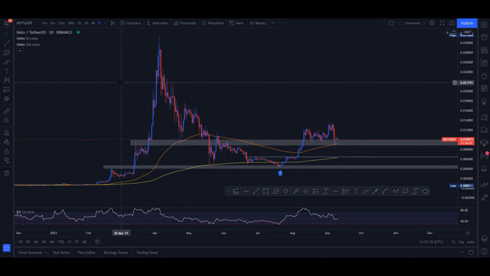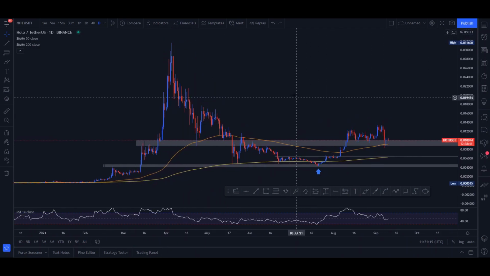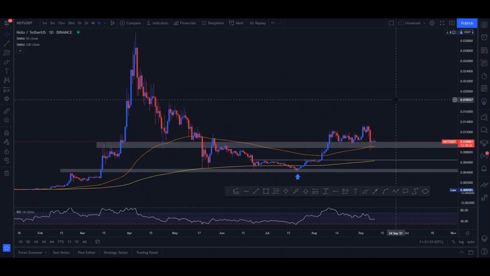Today we're going to be talking about HOLO or Holochain. You may have heard of it, you may not have heard of it, but we're going to cover the technical aspect in severe detail so everything is crystal clear to you.